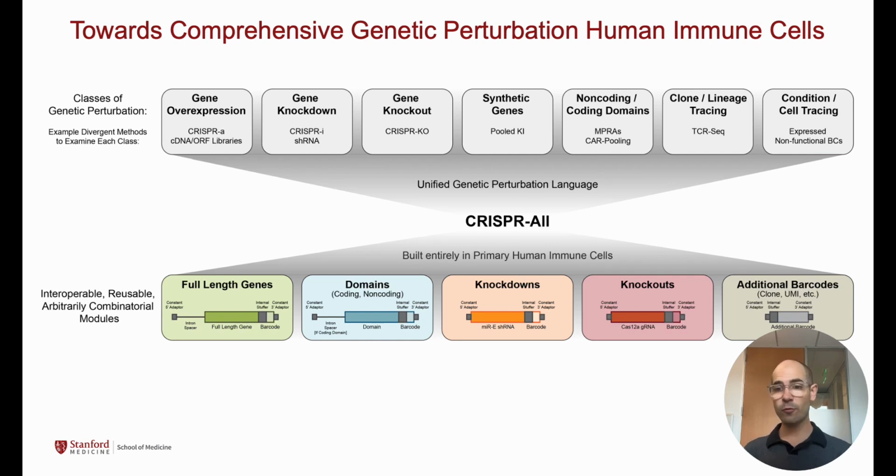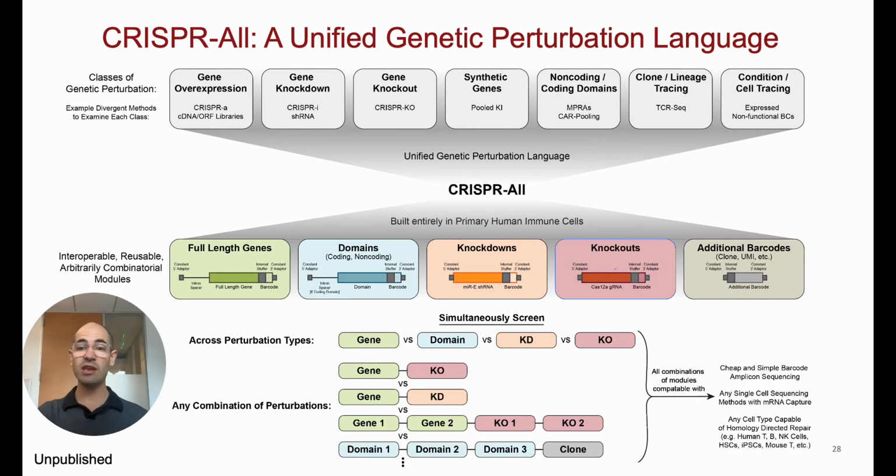We did a lot of work on the genetic architecture of this, but essentially have built standardized modules that encode each major class of genetic perturbation and can be arbitrarily combined together. They all have a unified barcoding structure, such that you can test any perturbation class against each other simultaneously and read barcodes out in the same way. But you can also do any combination of perturbations together at the same time, and any combination builds up a unique barcode that allows you to read out that set of perturbations.